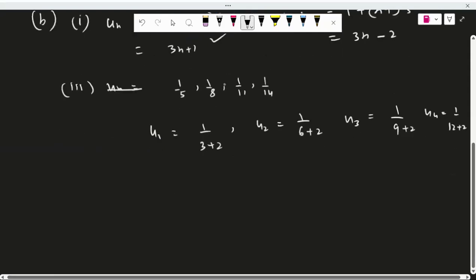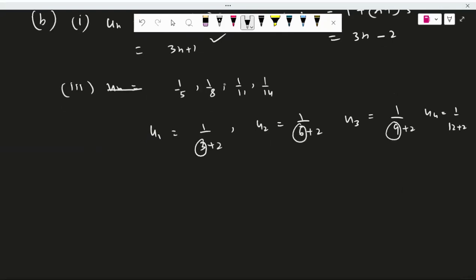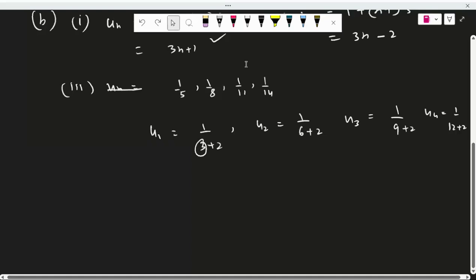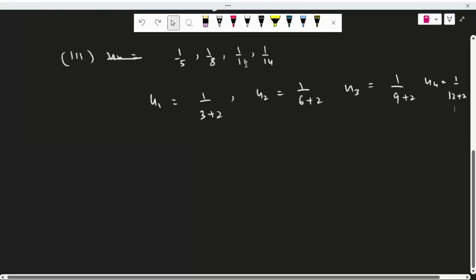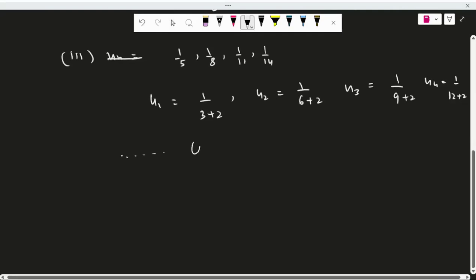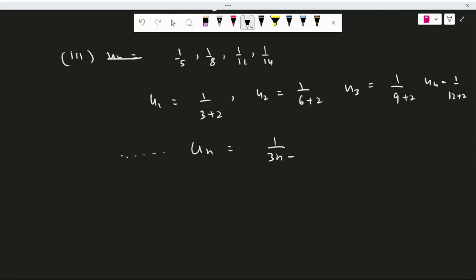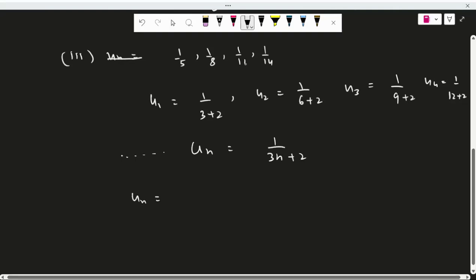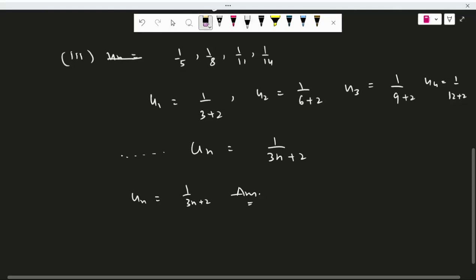So every time, what is happening? The first term is a multiple of 3, isn't it? Yes, it's a multiple of 3. And 2 is being added every time. So if we continue for the nth term, it will be 3 times n plus 2. So the nth term Un will be 1 over 3n plus 2. This will be the answer. Got it?